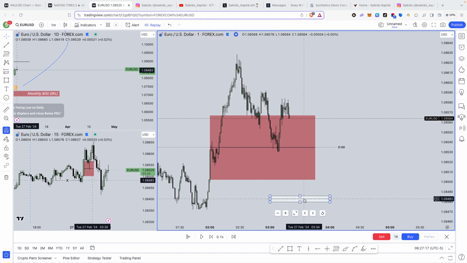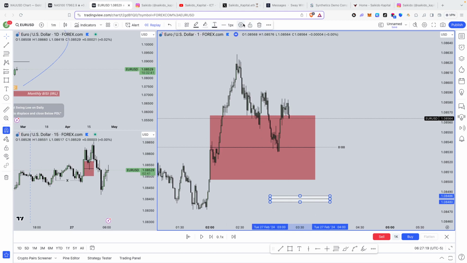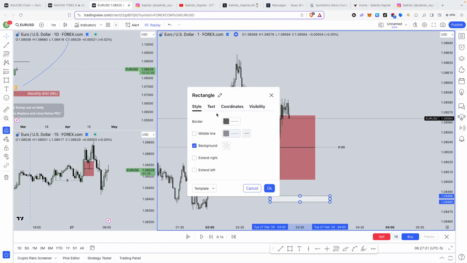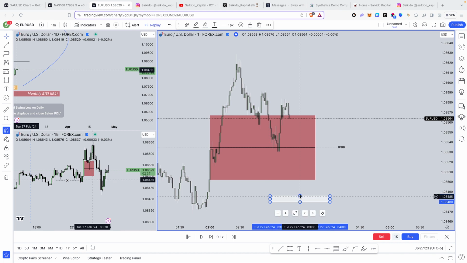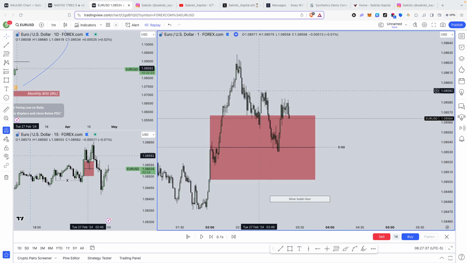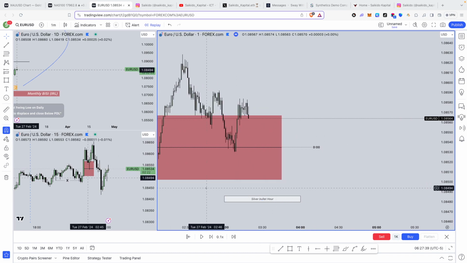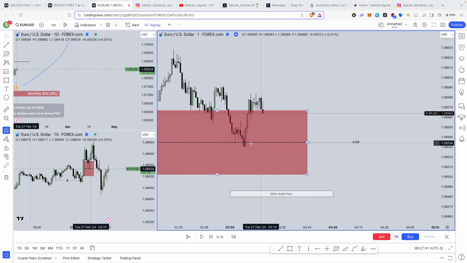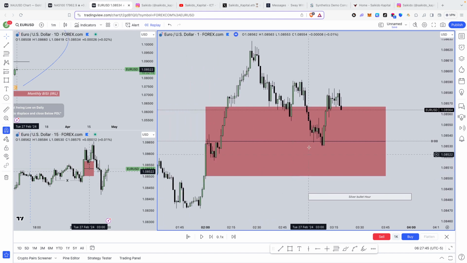Let's remove this. I don't like to have the fair value gap at the midpoint. So this was my silver bullet hour, right? So I saw that on 1 minute we actually traded above the swing high. We displaced above the swing high. So this is a bullish market structure shift, and after this is the reaction I'm getting.